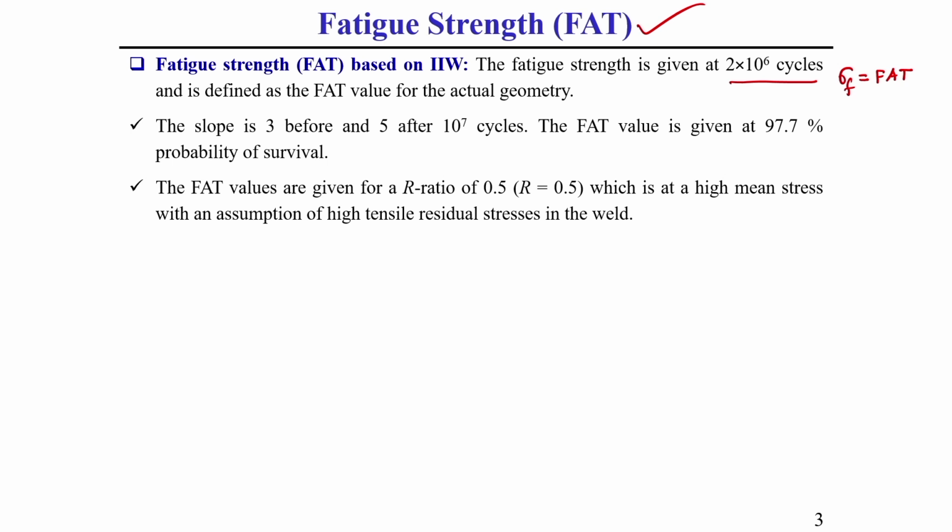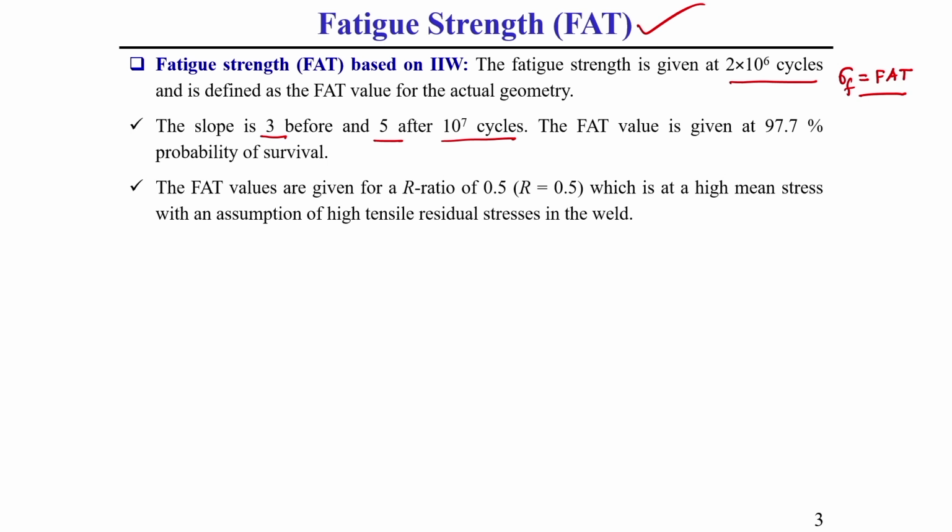For a particular type of geometry, this FAT value is different. For different types of weld geometry, this FAT value also will be different. Generally this FAT value is plotted in an SN curve, where the slope is 3 before 10 to the power 7 cycles, and the slope is 5 after 10 to the power 7 cycles.